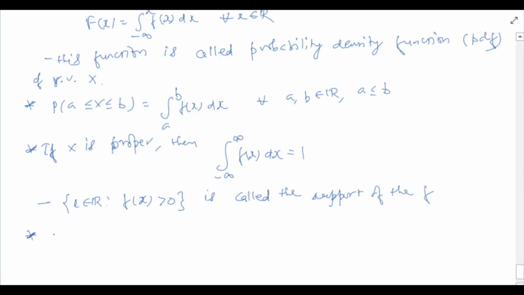Further, PDF f(x) is related to the CDF capital F(x) as follows: f(x) is equal to the derivative of capital F(x) wherever the CDF is differentiable.